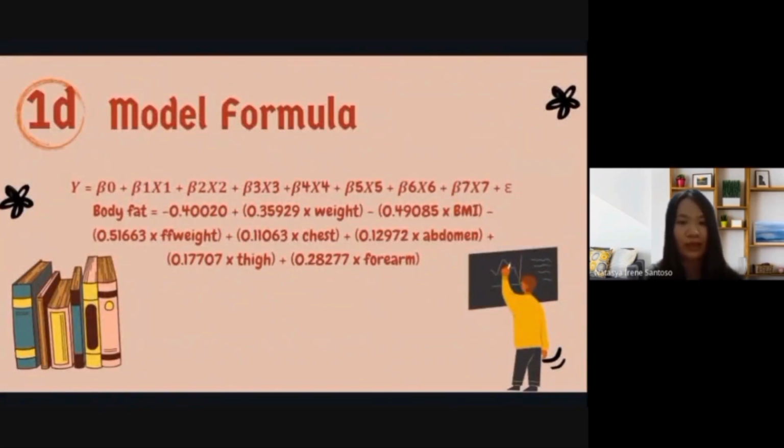So this is the formula. We can interpret the formula that body fat can be found by inputting all of those variables. And if the coefficient is positive, for example, for the variable weight, if the weight increases by a unit, the value of body fat will increase by 0.36 unit. If the value is negative, for example, if the BMI increases by 1 unit, the value of body fat will decrease by 0.49 units. So the next question will be explained by Pritish.